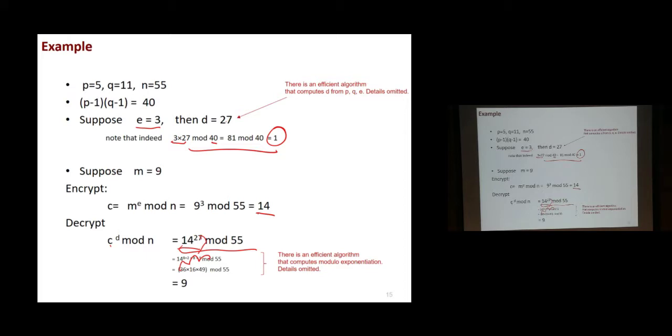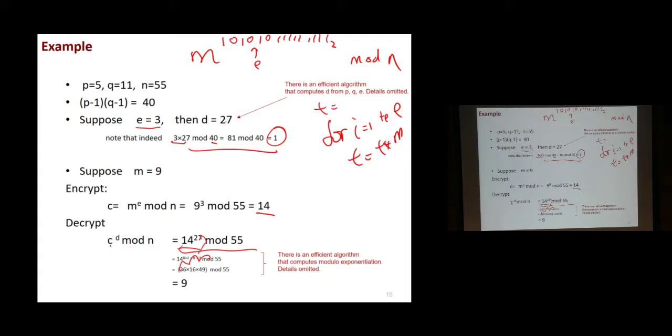The idea is this: you take m, and represent the exponent in binary, then compute modulo n. How do I compute this? Let's call this P and this E. A naive program would be: T equals 1, for I equal to 1 to E, T equals T multiplied by M. This algorithm is correct, but it will run for very, very long. You will wait and never see the result, because this is a very large number.